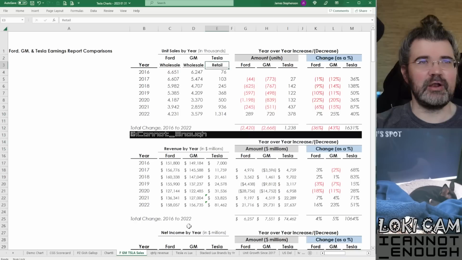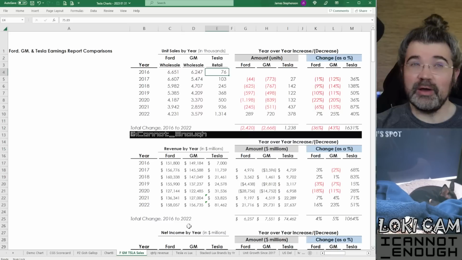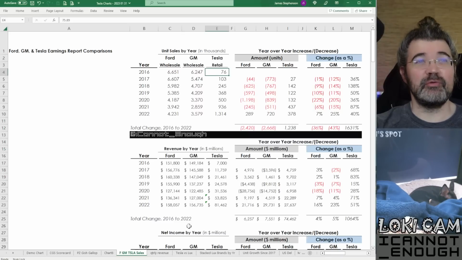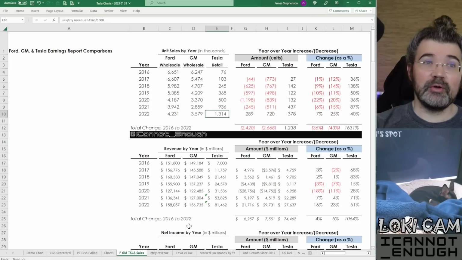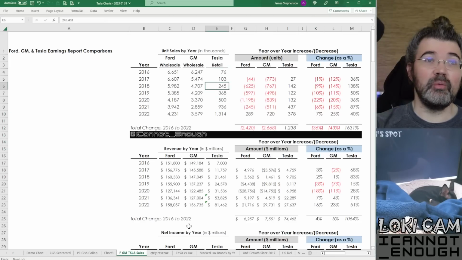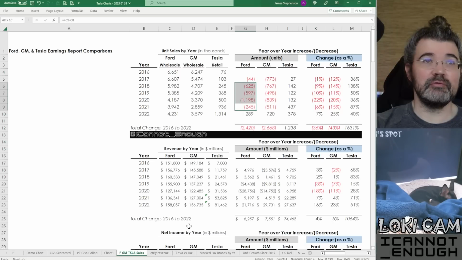Here's what Tesla's done over that time period. Up from 0.1 million vehicles, that's what 76,000 rounds to, to over 1.3 million vehicles. So way up, which you can see over here. If it's a red number, that means it's a decline year over year. So you see that's mostly what happened for Ford and GM.